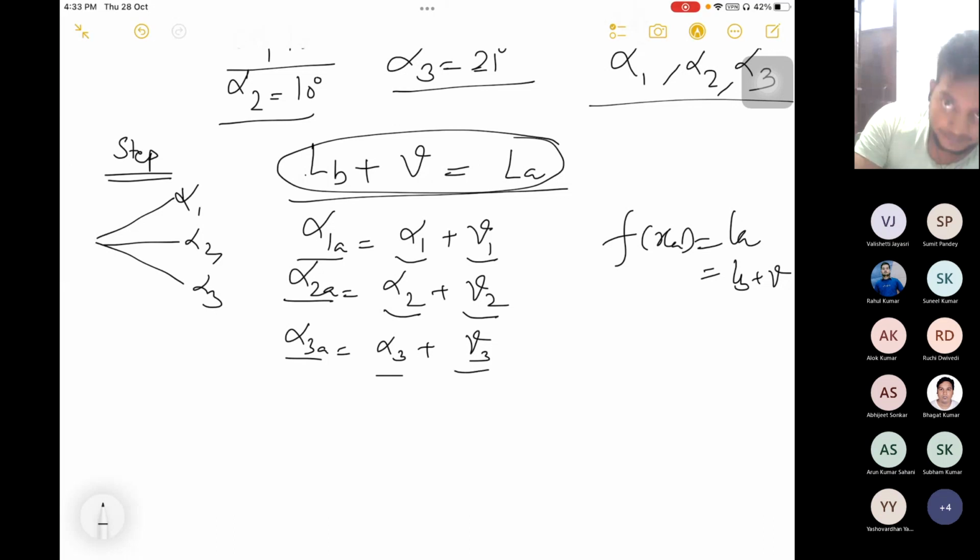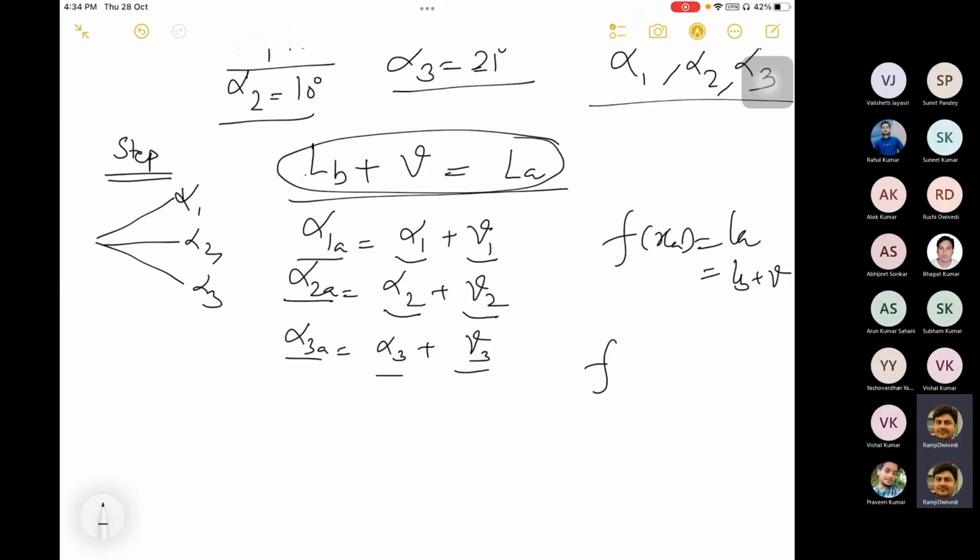But the problem again is there is a functional relationship between alpha 1, alpha 2 and alpha 3. Tell me, what is that functional relationship? There is a functional relationship between three observations. What is that? Anyone? The sin A plus B formula?